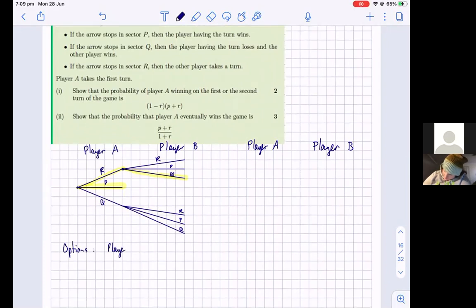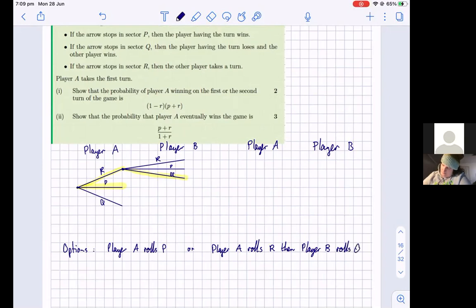Player A rolls a P, or player A rolls an R, then player B rolls Q. Oh, and if they'd gotten a Q straight away, then player B would have won straight away. Sorry, not R, P. Player A rolls R, then player B rolls Q. Okay, it only keeps going if people keep rolling R's.